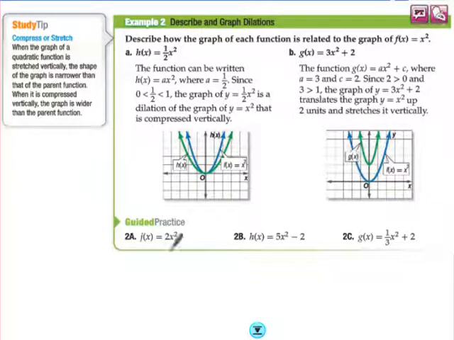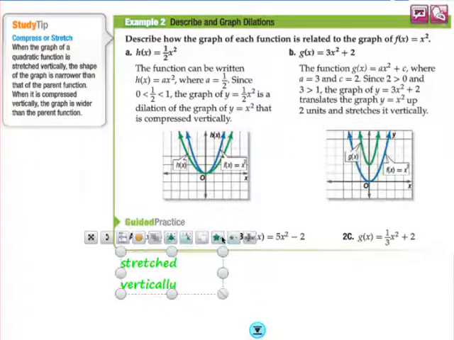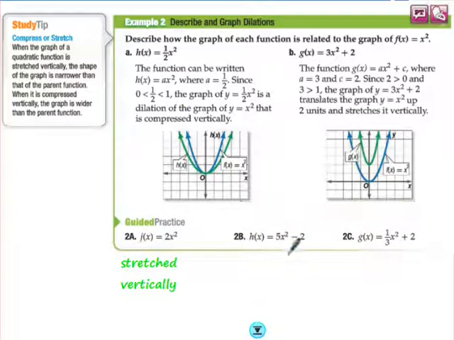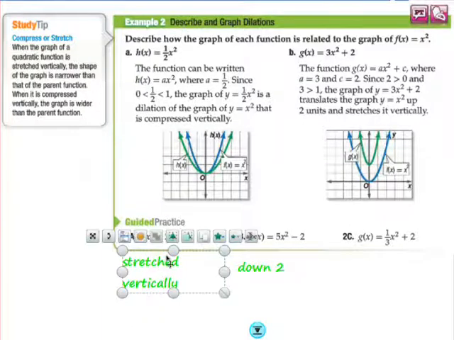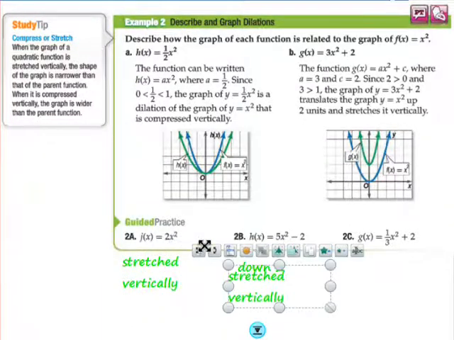So let's look at this one. 2a, that's going to be stretched vertically, okay? That's stretched vertically because the coefficient is greater than 1, all right? If we look at 2b, this is going to be stretched vertically because that's greater than 1, but it's also going to be shifted down 2, okay? Down 2 and stretched vertically, so it's both.